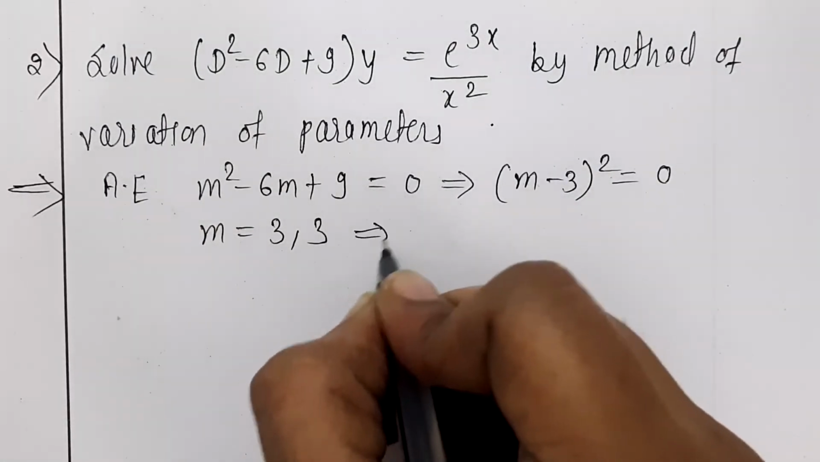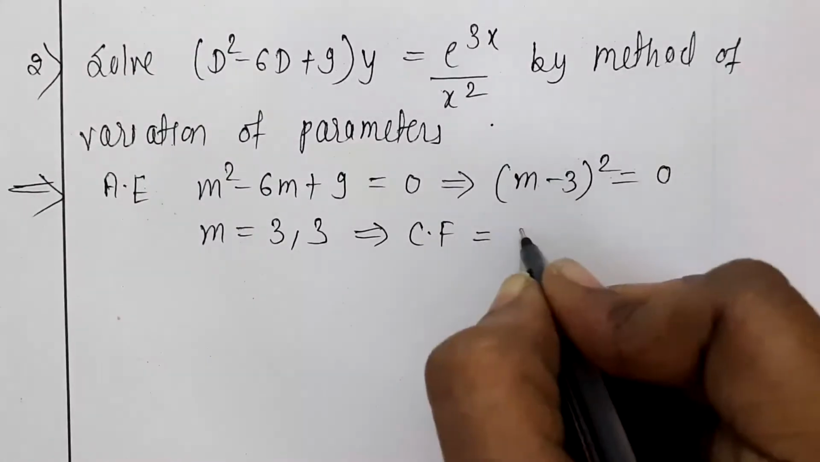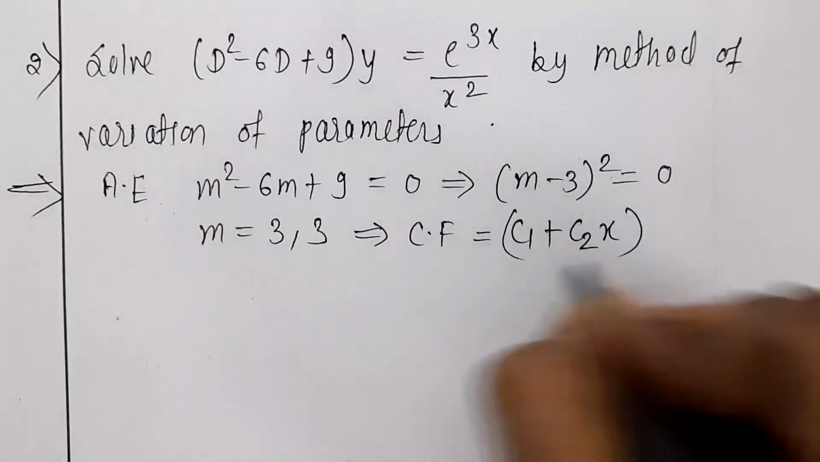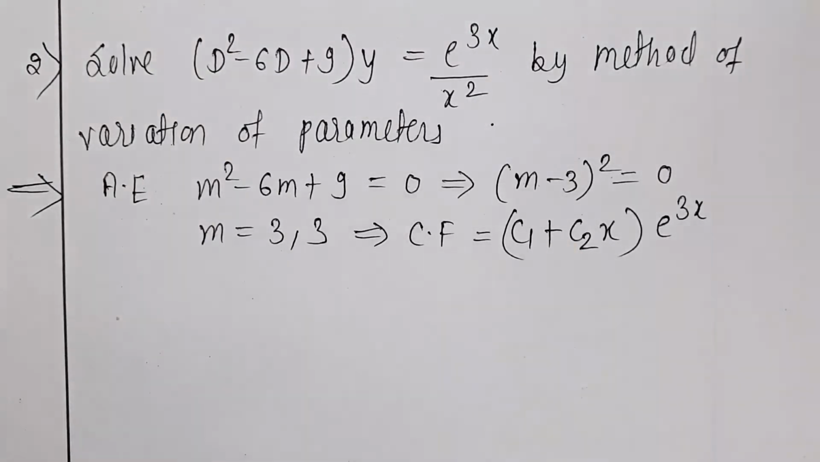So CF can be written as CF is equal to C1. Roots are real and equal. So C1 plus C2 x multiplied by e to the power 3x.